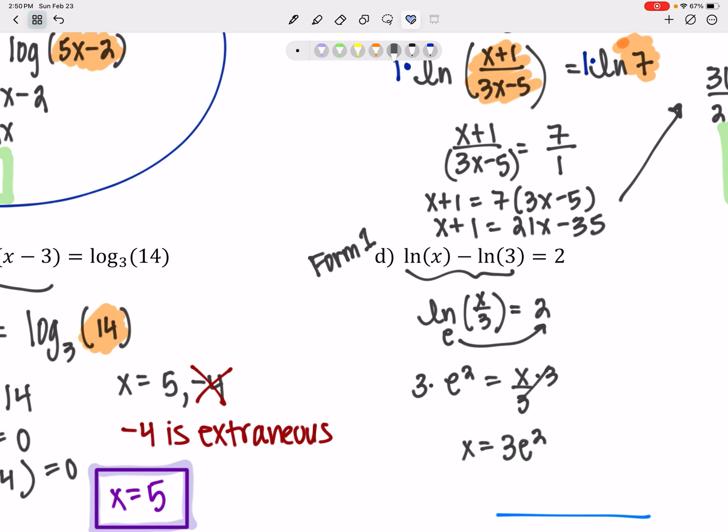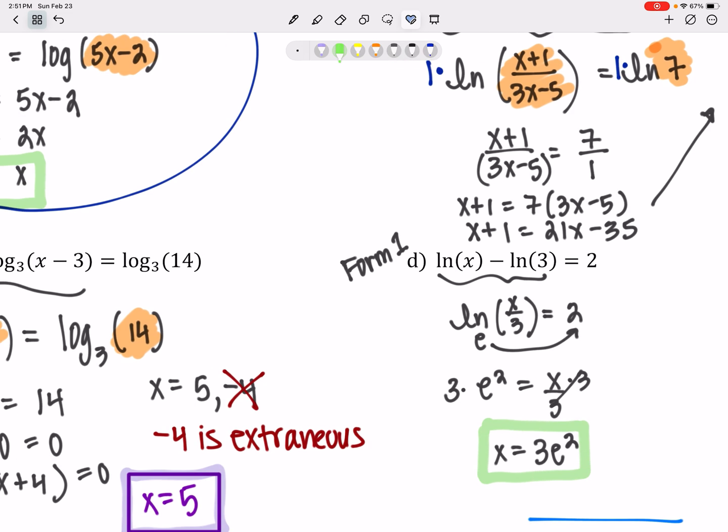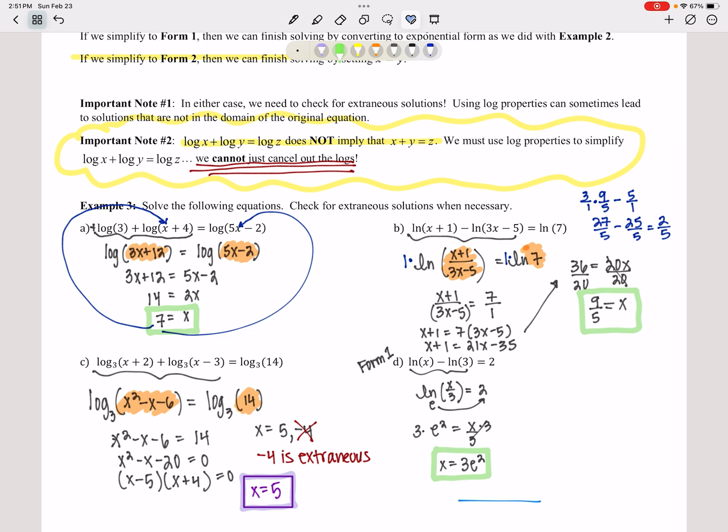Now I'm going to plug that back in. That's a positive number. When I plug it back into the first argument, which is the only argument that has an x in it, it's going to keep that argument positive. So that is our solution. x equals 3e squared. Now the reason I'm not using my calculator is because it did not say, but it should have said, exact form. Check for extraneous solutions when necessary.